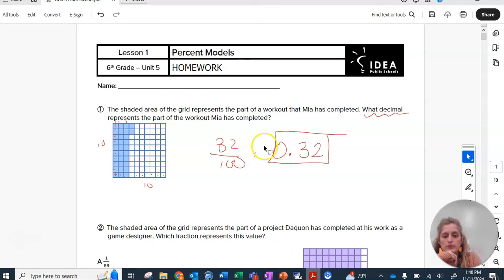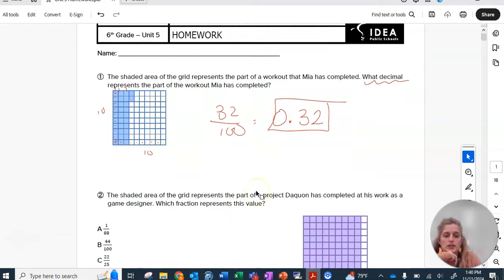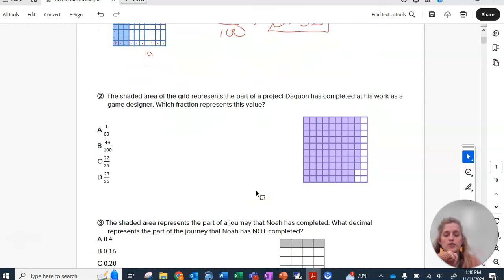The shaded area of the grid represents the part of the project that Daquan has completed. Which fraction represents this value? You want to read the whole thing very carefully because sometimes the question will be what fraction or decimal or percent represents the shaded part, but sometimes it'll be the not shaded part. So you've got to read the question pretty carefully.